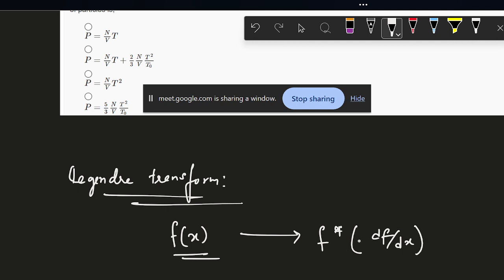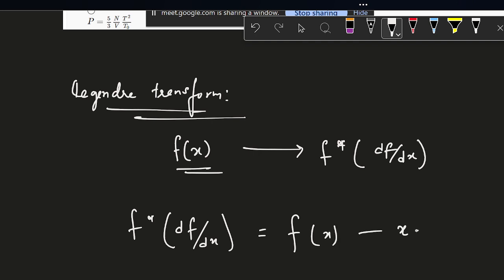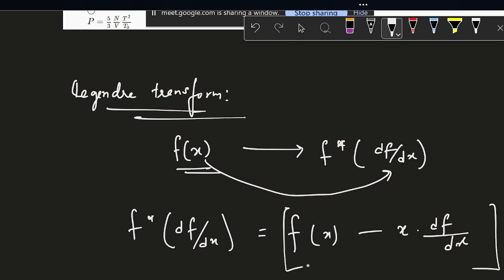So that means this new transformed function f star depends not on x but on the derivative of f with respect to x. To get f star as a function of df dx, you just have to take f of x, then minus the variable that is being changed, x, multiplied with the derivative df dx. So this is your definition of Legendre transform.